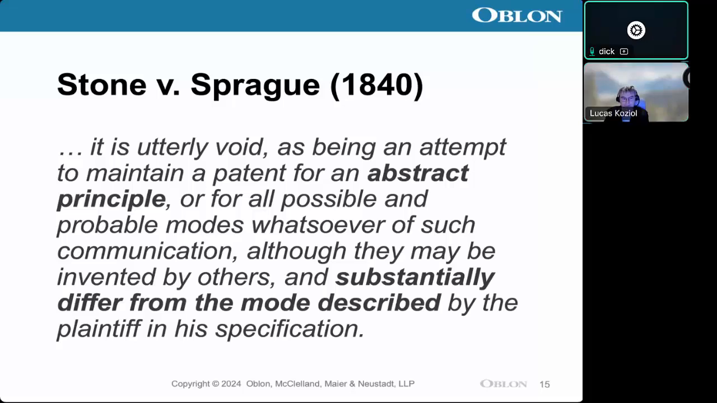Just as an aside here, Stone was another case decided by Justice Story, again showing his activity. The other important point here is, although the case was decided in 1840, the patent issued in 1829 before there were claims. There were only embodiments. And the rule was if any embodiment was not patentable or not patent eligible, the whole patent fell. And so Mr. Stone lost the whole enchilada.